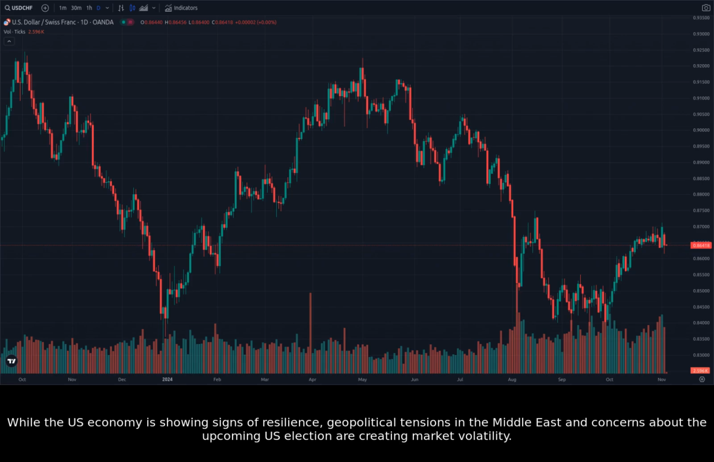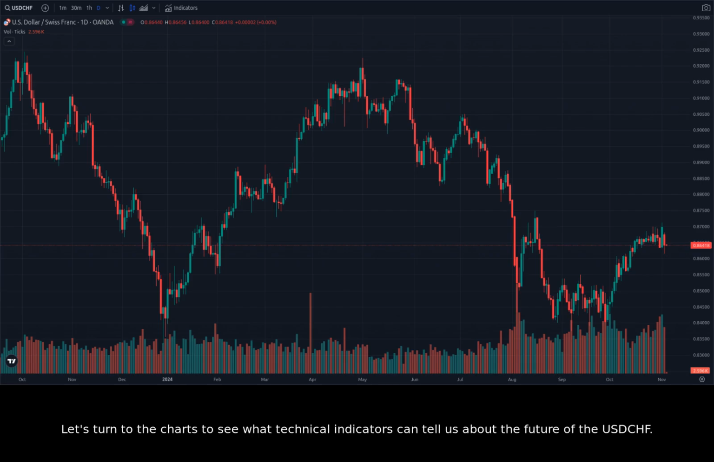While the US economy is showing signs of resilience, geopolitical tensions in the Middle East and concerns about the upcoming US election are creating market volatility. Let's turn to the charts to see what technical indicators can tell us about the future of the USDCHF.